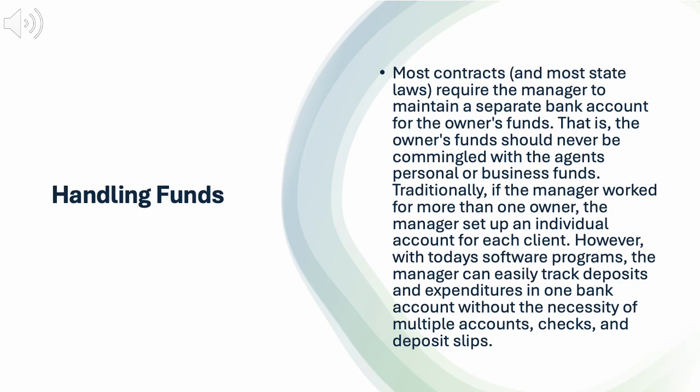Handling funds. Most contracts and most state laws require the manager to maintain a separate bank account for the owner's funds. That is, the owner's funds should never be commingled with the agent's personal or business funds. Traditionally, if the manager worked for more than one owner, the manager set up an individual account for each client. However, with today's software programs, the manager can easily track deposits and expenditures in one bank account without the necessity of multiple accounts, checks, and deposit slips.